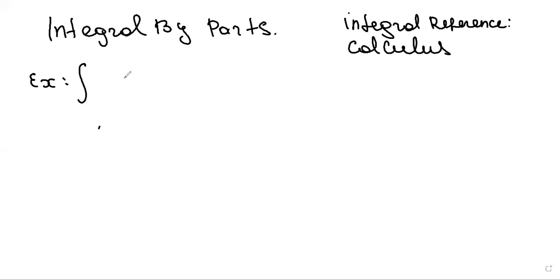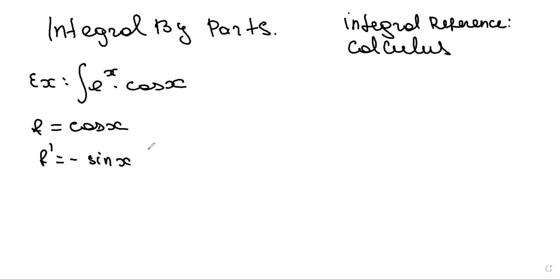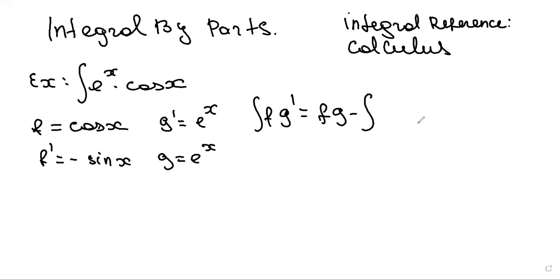In the next example, we are going to use e to the power of x cosine x. Here we call f equal to cosine x, and its derivative will be negative sine x, and g derivative is e to the power of x, and g is equal to e^x. So, as you know, let me write it again one more time: fg minus the integral of f derivative g.